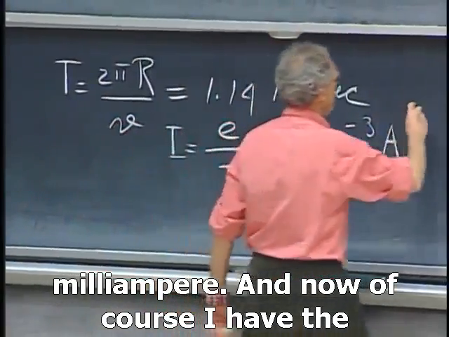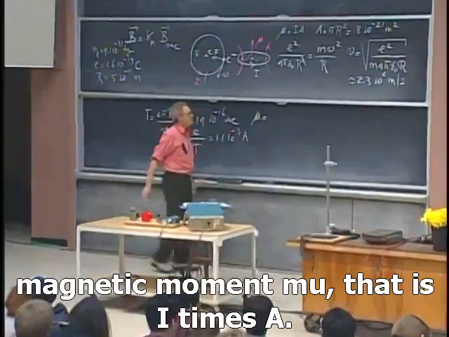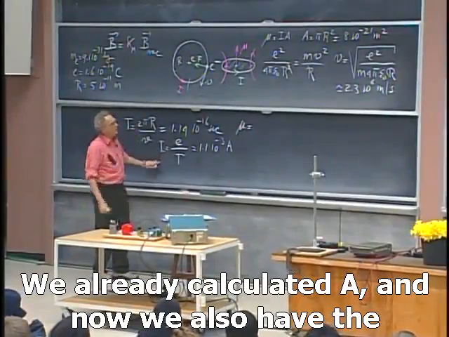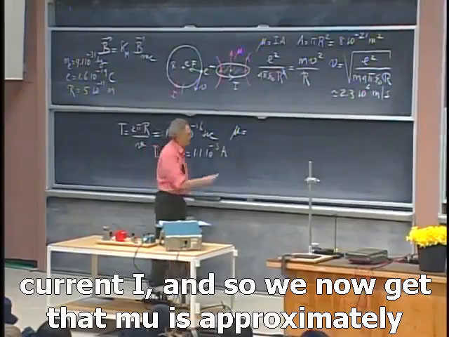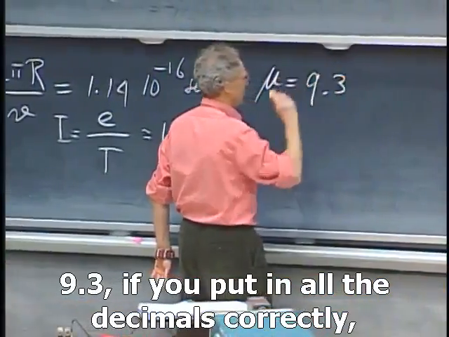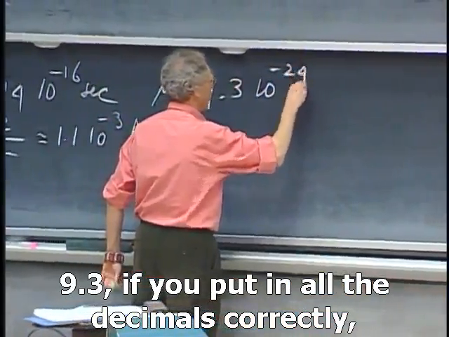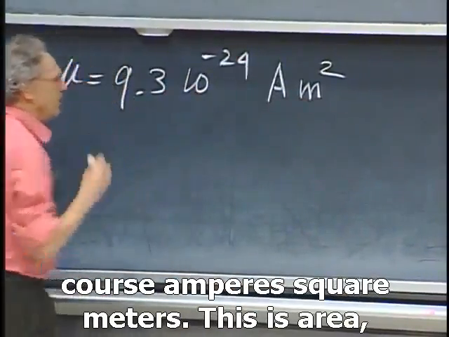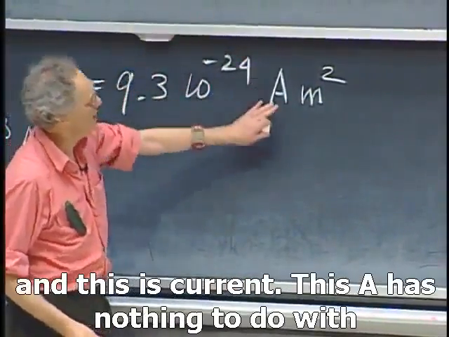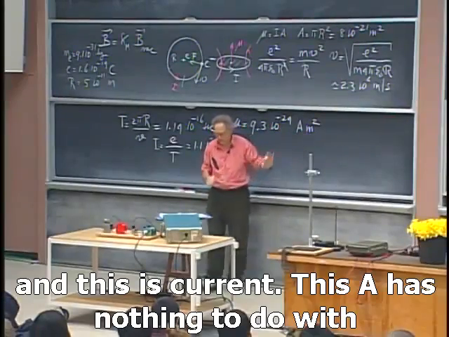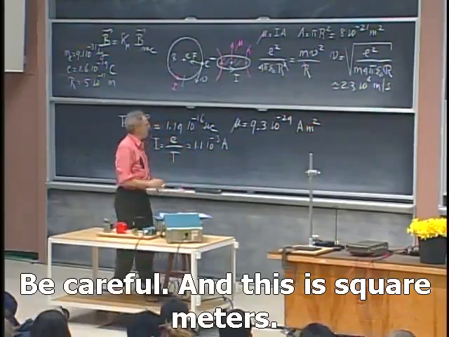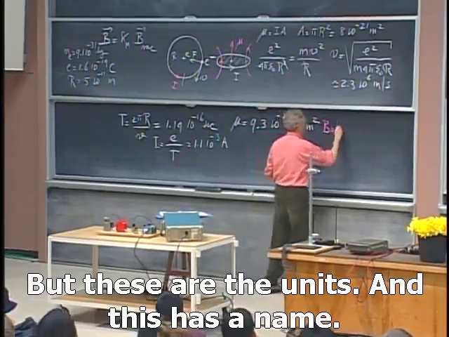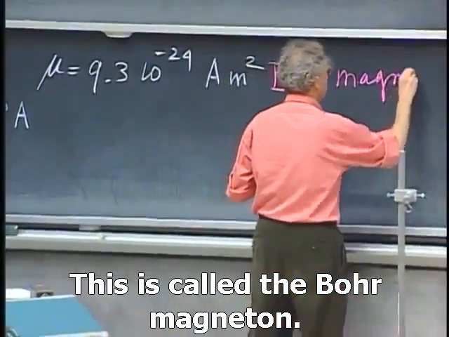And now, of course, I have the magnetic moment, mu, that is I times A. We already calculated A. And now we also have the current I. And so we now get that mu is approximately 9.3, if you put in all the decimals correctly, times 10 to the minus 24. And the unit is, of course, amperes square meters. This is area, and this is current. This A has nothing to do with that A. This is amperes. Be careful. And this is square meters. So these are the units. And this has a name. This is called the Bohr magneton.